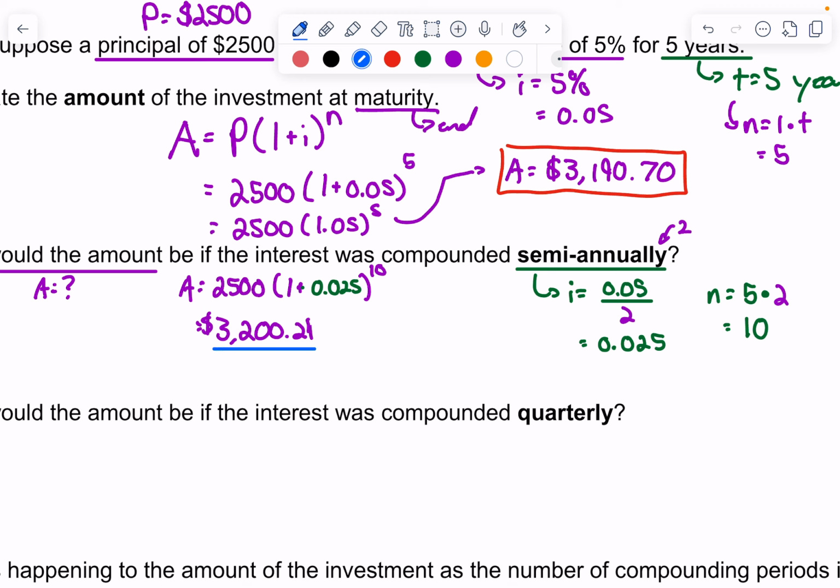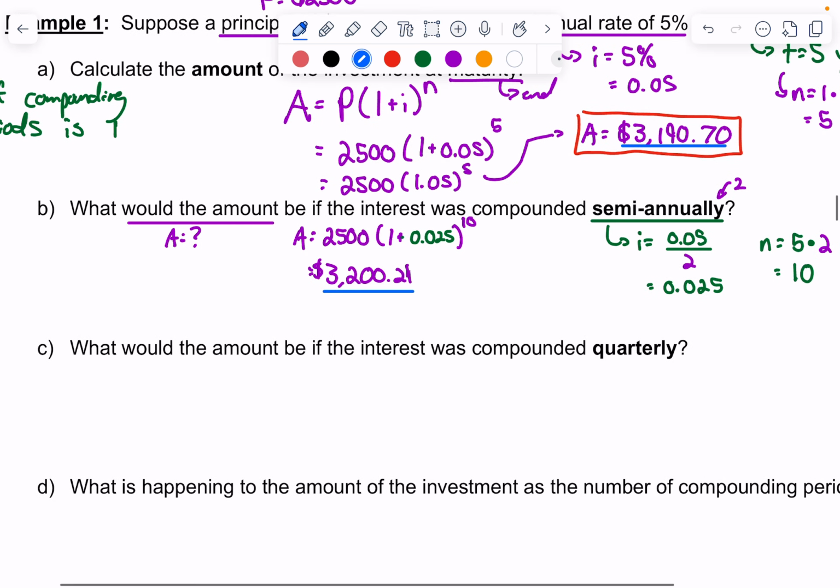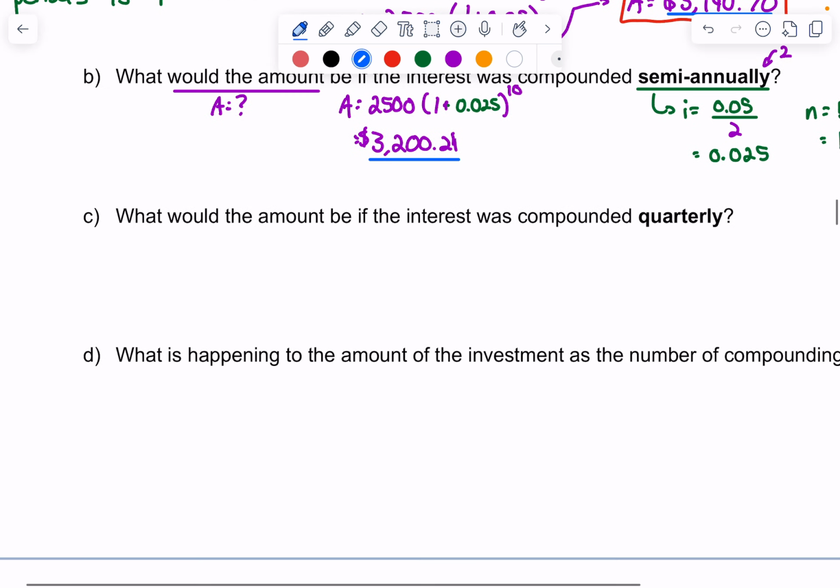Look at the money here and look at the money here. And just be like, okay, what was the only thing that we changed? All right, so in the first one we compounded annually, the second one we compounded semi-annually. Which one makes you more money? So let's do it again. This time for quarterly.